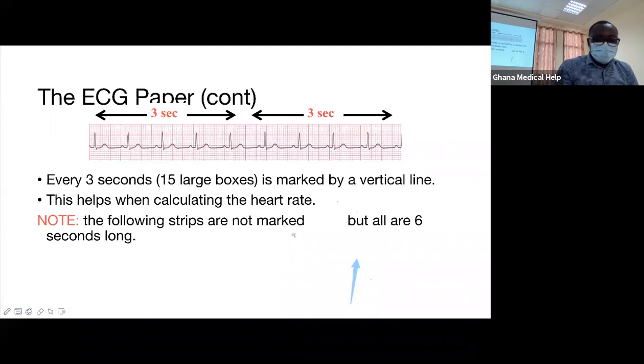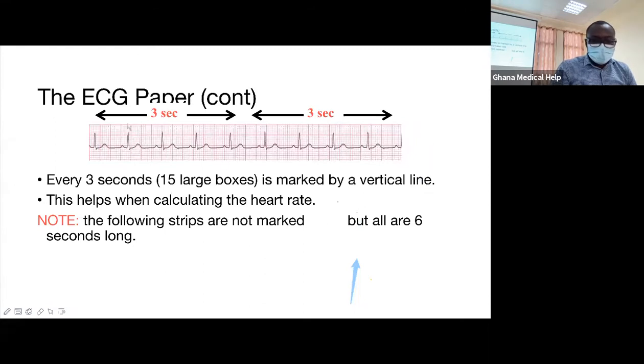So typically, if you count between this box there, the very small one, to the last one there, you realize that that's about 30 boxes, because for every 3 seconds you have 15 boxes. So in all if you have 30 even.